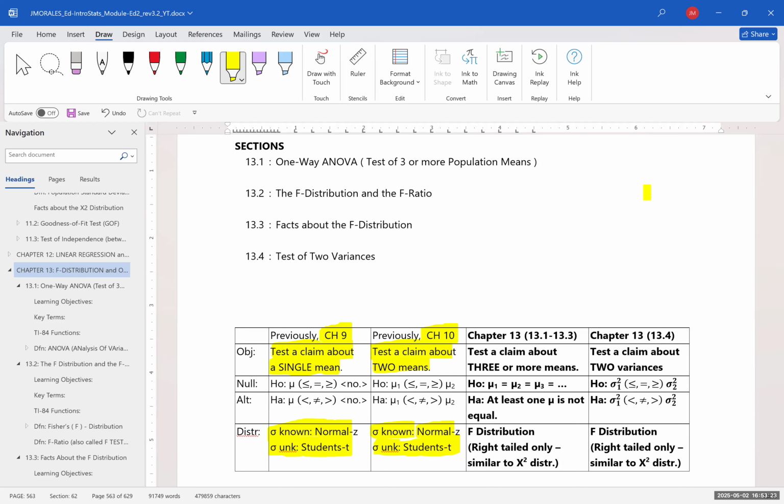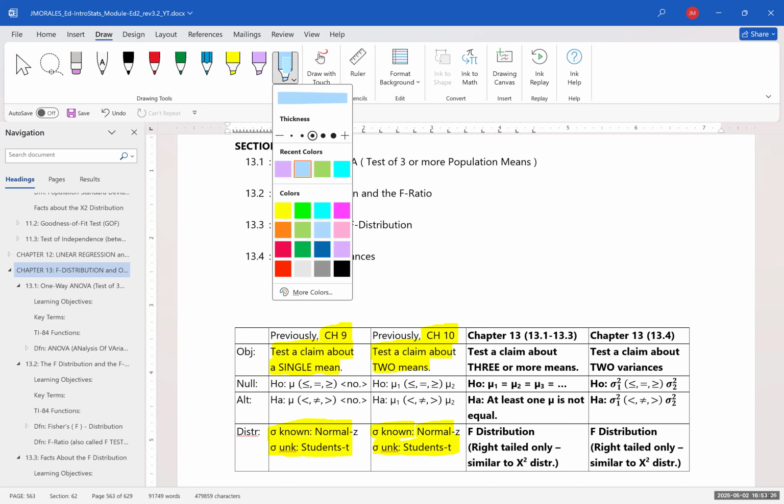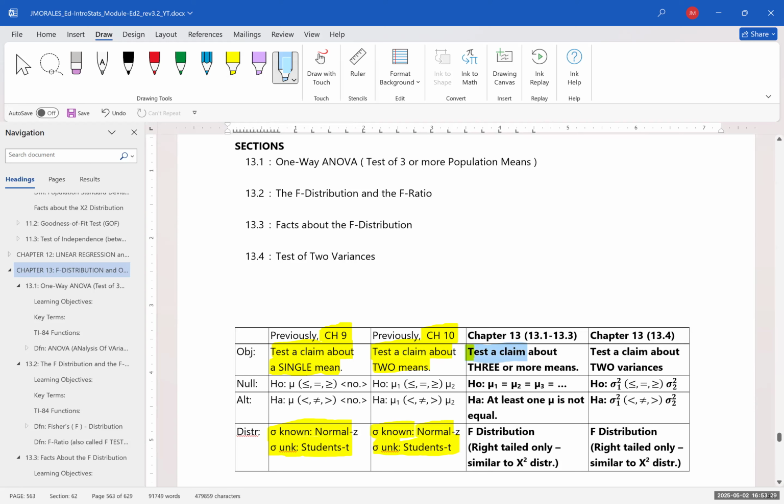But now in chapter 13, we're going to test a claim with three or more means. So we went from one mean to two means to three or more. The null hypothesis is always going to be that each of those means are equal. And the alternate hypothesis is that at least one of them is not equal. And the distribution we're going to use is the F distribution, which is right-tailed only. You can also use the F distribution for testing a claim of two variances.